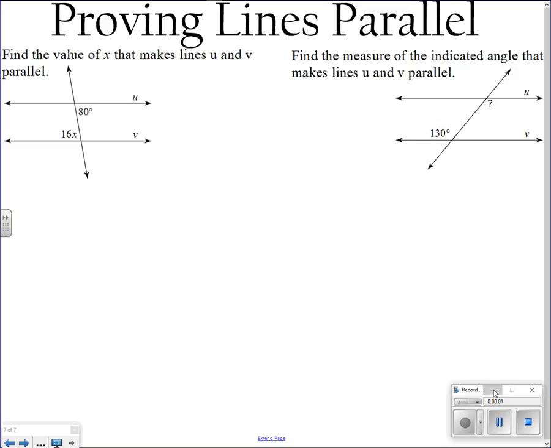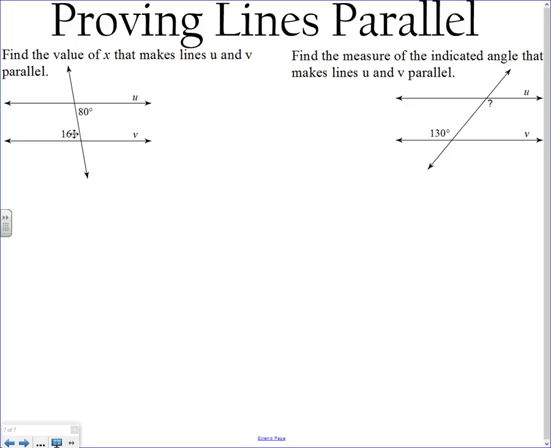In this video, I'm going to show you how to prove that two lines are parallel. Our first example: find the value of x that makes lines u and v parallel. If you look at the graph they gave me, they didn't give me the symbol for parallel. These two lines look parallel, but they're not necessarily parallel. So the idea is, what's the value of x so that both of these lines are parallel?